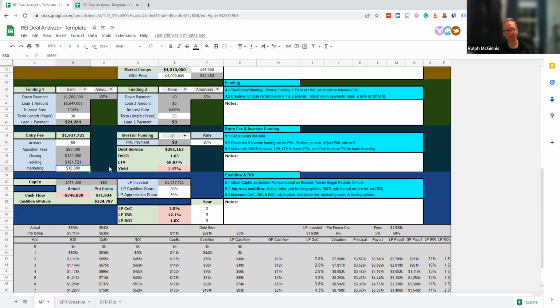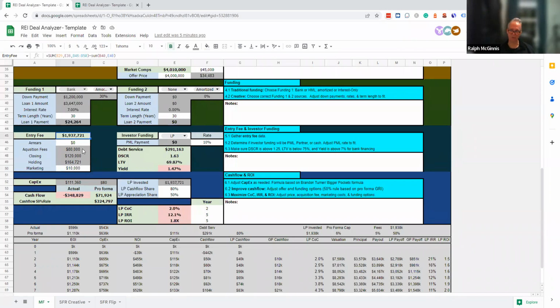And then marketing. You might set aside money to get this, once you fix it up, to let people know, hey, come check out these apartments. They're all brand new, fixed up. Maybe you're giving concessions, maybe you're spending money on ads, whatever it is you're doing, this is the money set aside for that. That all adds up to your entry fee.